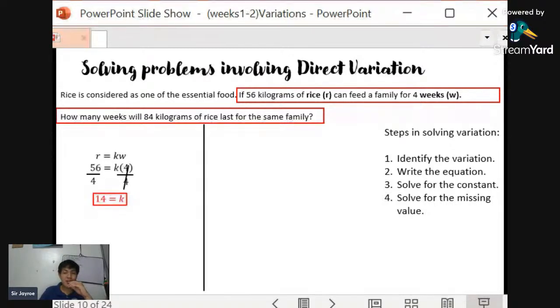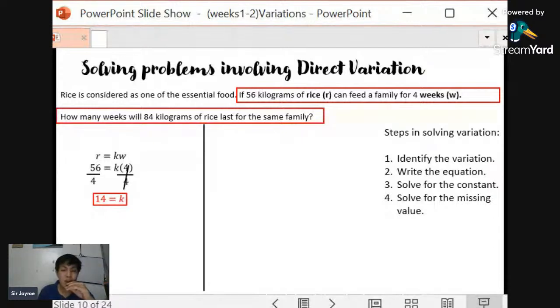Okay, next. So we are done with the value of k. So this time we're going to look for the value of, so ngayon, anong hinahanap? What is the missing value? We're already in the fourth step. Anong hinahanap? R or W? Kilograms of rice or number of weeks? Anong hinahanap? Okay, weeks. Okay, very good, Kailon. So, ayun, nakalagay naman dyan, how many weeks? Di ba, doon pa lang, huli nyo na eh. How many weeks? So, in short, we are looking for the number of weeks. So, yun yung nawawala ngayon.